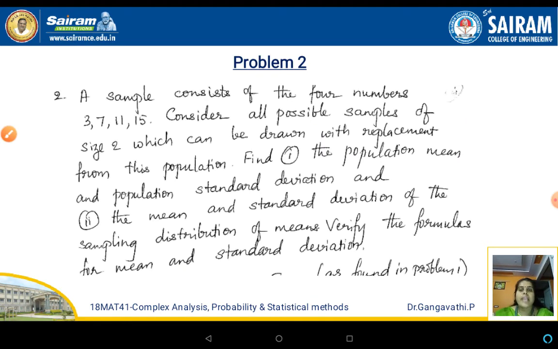So let us move on to the second problem. A sample consists of 4 numbers 3, 7, 11 and 15. Consider all possible samples of size 2 which can be drawn with replacement from this population. Find the population mean and population standard deviation, and the mean and standard deviation of the sampling distribution of mean, and verify the formulas for mean and standard deviation. So it is similar to your previous problem. The only difference between problem 1 and problem 2 is that one was without replacement and here it is with replacement.